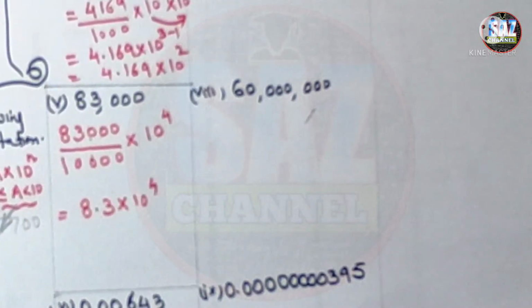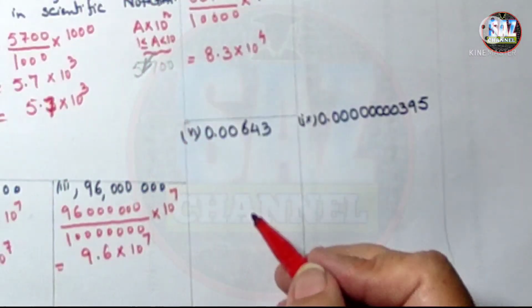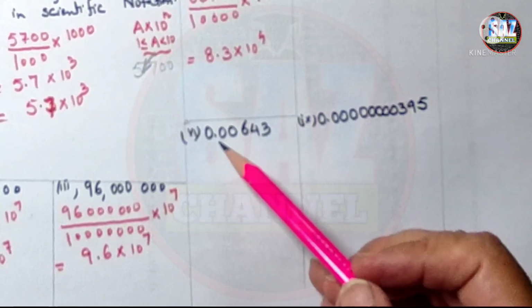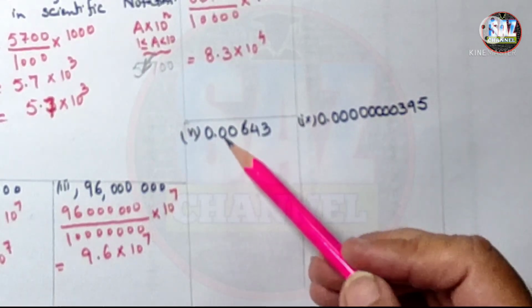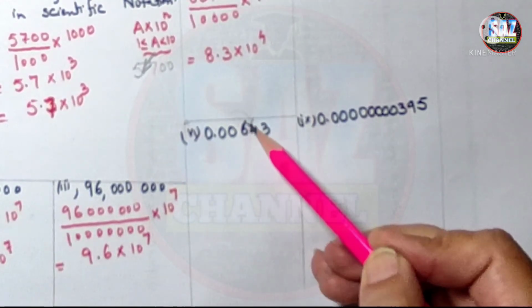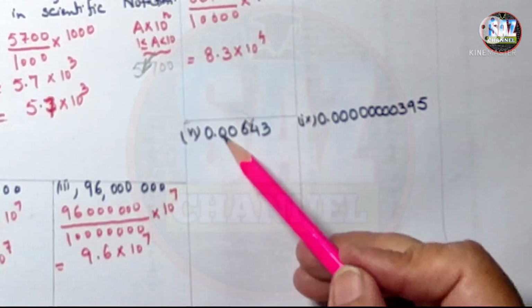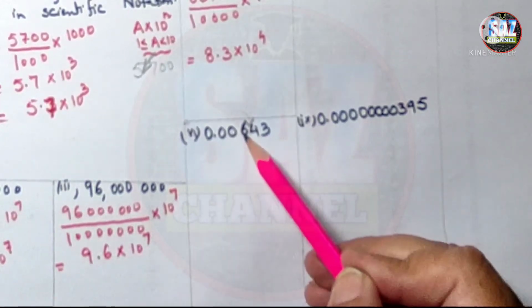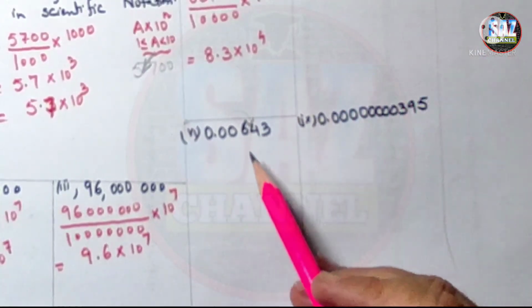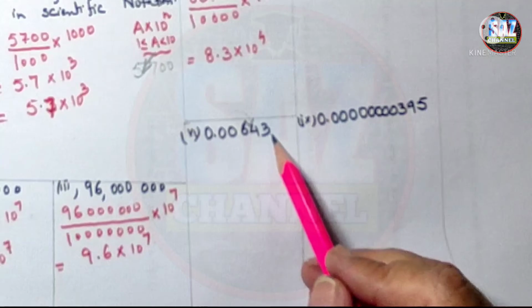Okay, and moving to the next part, that is 0.00643. Now see students, here we have the number which is less than 1. We have the number in the decimal, and in order to bring the number in the scientific notation, I have to shift the decimal right after or right in between 6 and 4. So look how many moves, 1, 2 and 3 moves towards which side? Towards right side. Okay, so I hope this will be 6.43 multiplied by 10 raised to power minus 3.